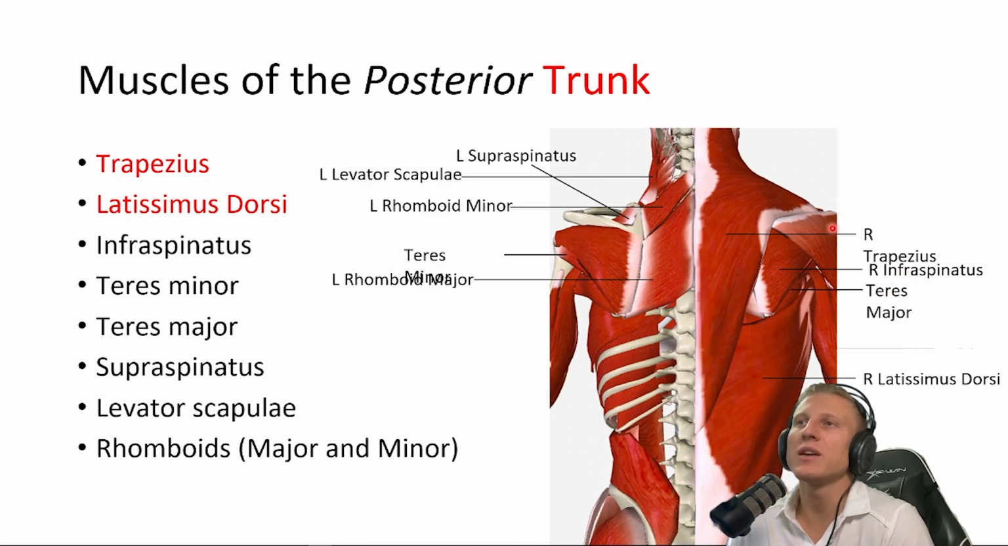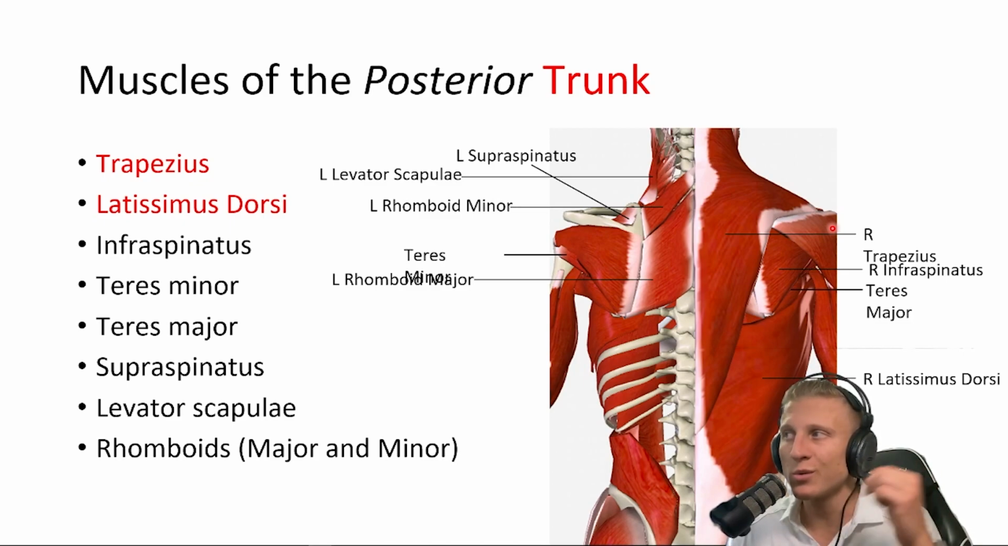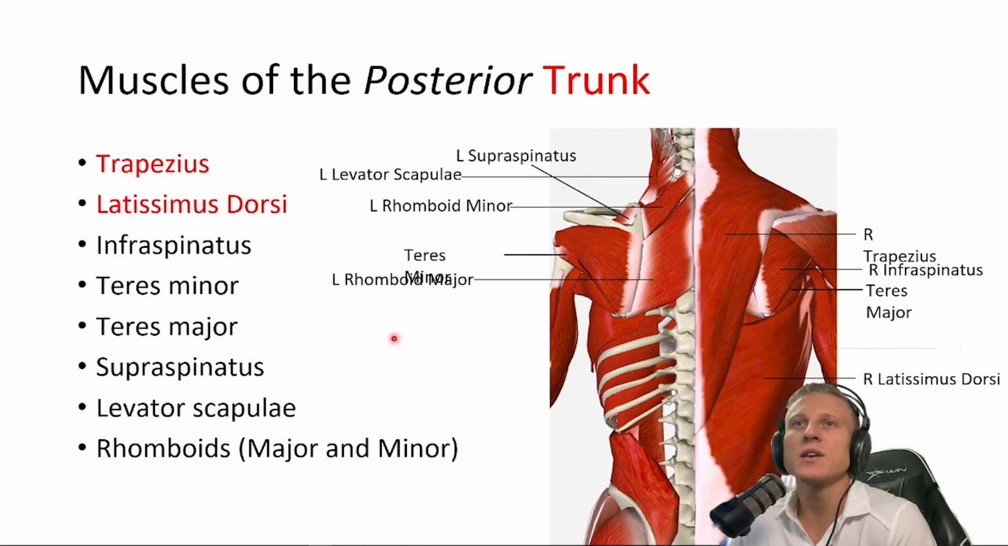The infraspinatus: inferior, so below spinatus, is referring to the spine of the scapula. So this kind of ridge line right here. Okay, so it is below the spine. Then we have teres minor and major.